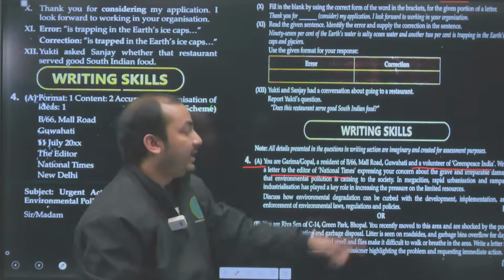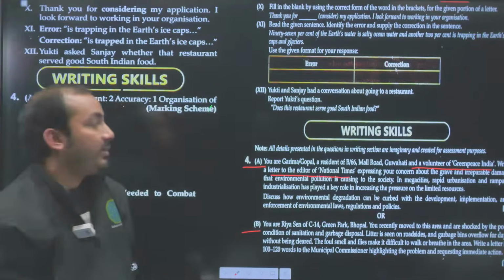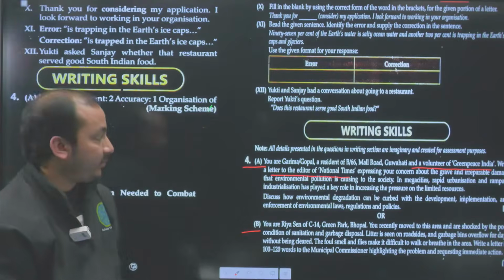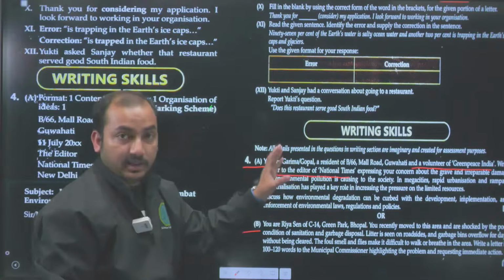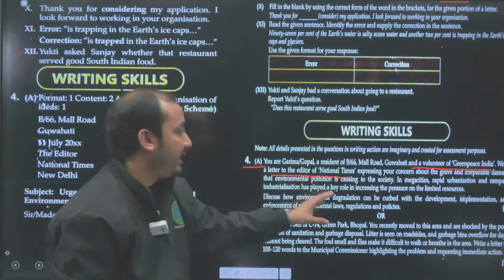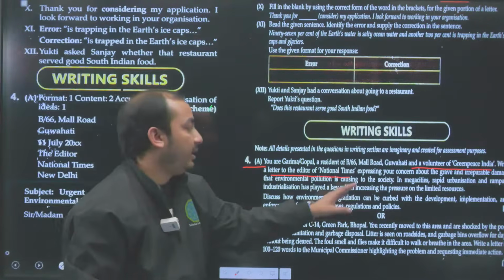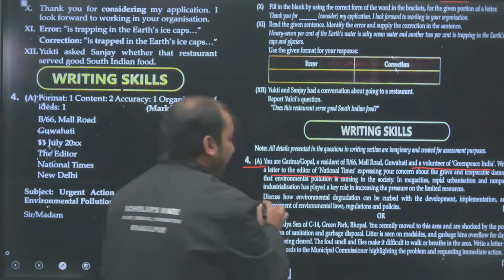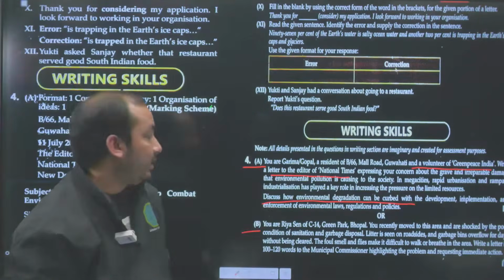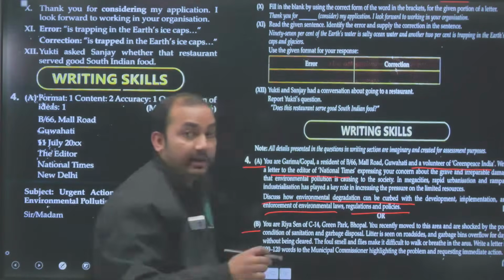For what? For expressing your concern about the grave and irreparable damage, meaning damage that cannot be recovered, that environmental pollution is causing to society. So this letter is related to pollution. In mega cities, rapid urbanization and rampant industrialization have played a key role in increasing the pressure on limited resources. Discuss how environmental degradation can be curbed. Curbed means how we can control such activities with the development, implementation, and enforcement of environmental laws. So these points are given to be discussed in the letter.